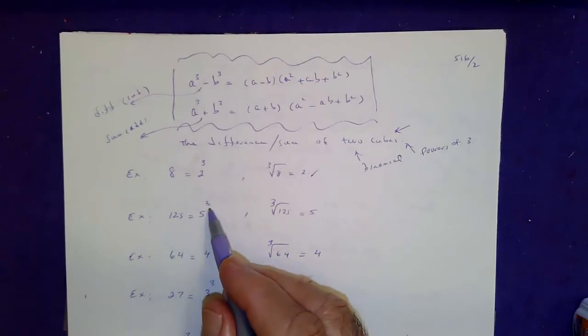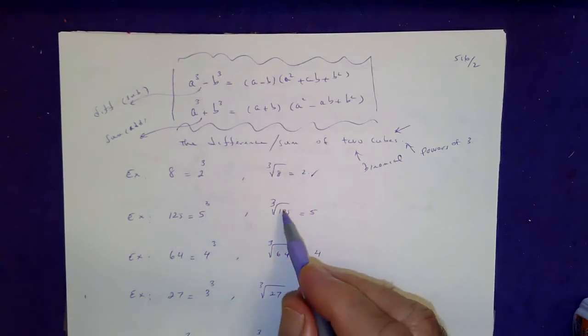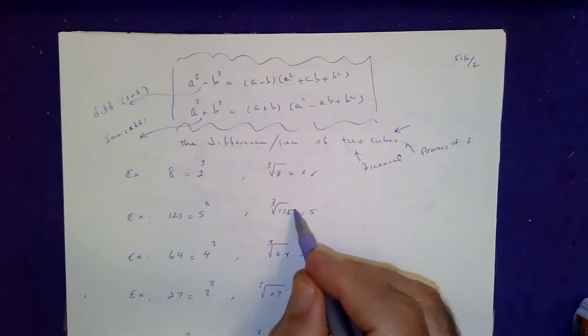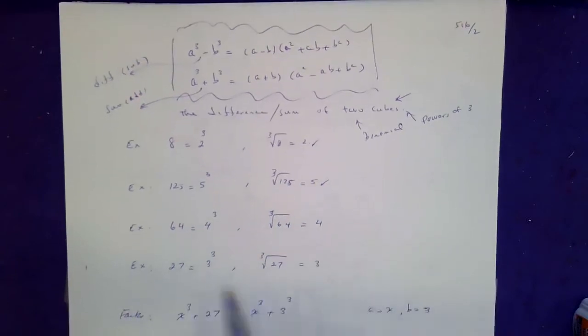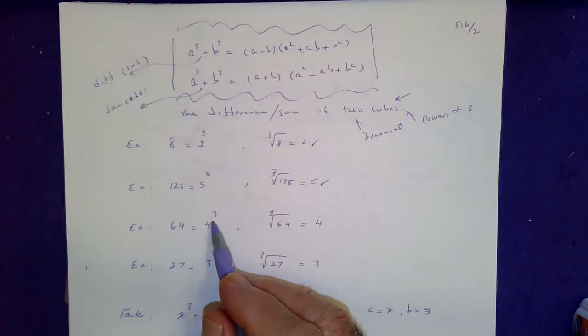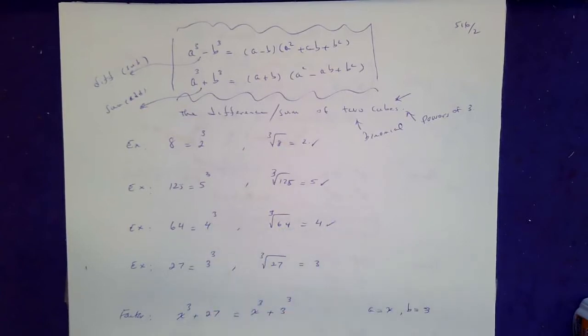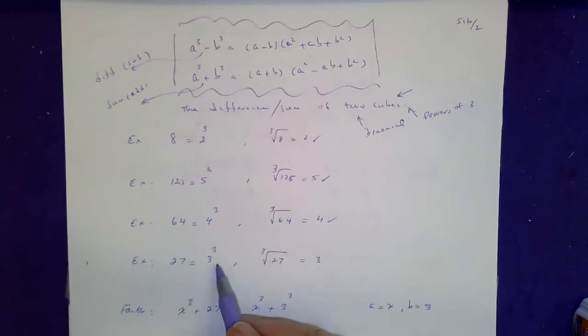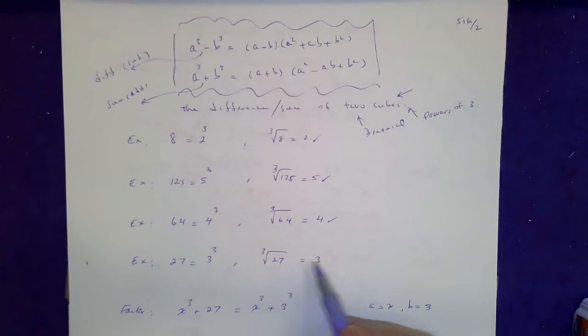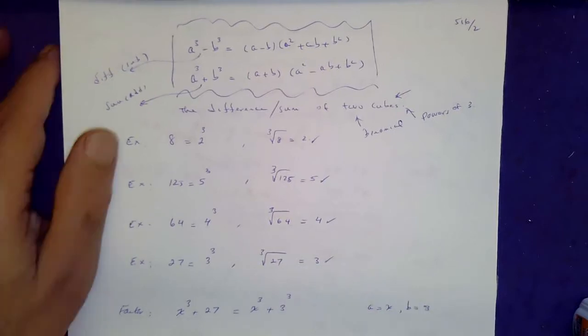125 is 5 to the power of 3. Why? Because the cube root of 125 is 5. 64 is 4 to the power of 3. Why? The cube root of 64 is 4. 27 is 3 to the power of 3. Why? The cube root of 27 is 3.